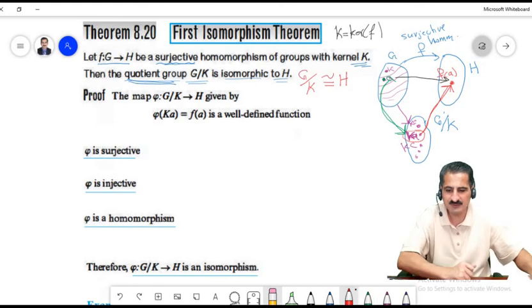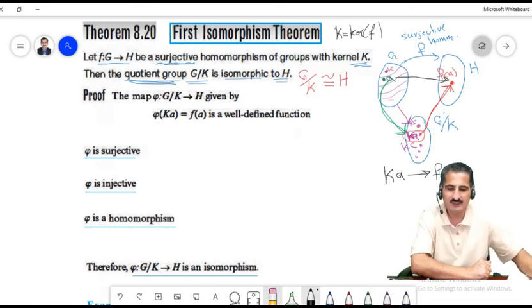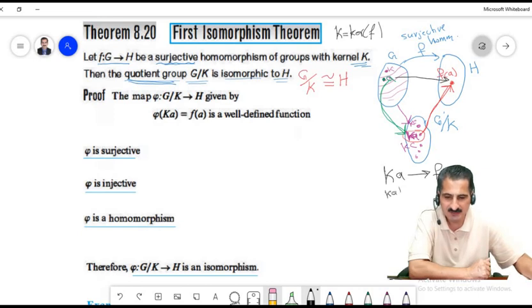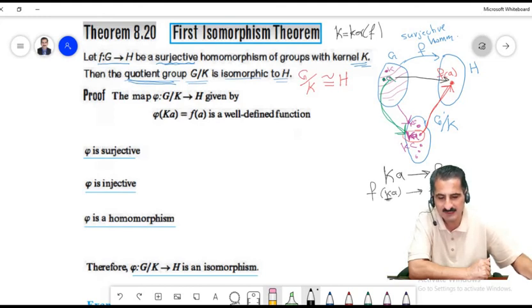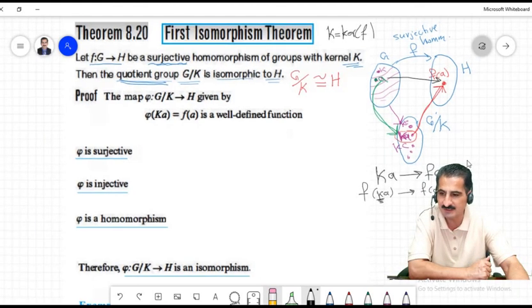So actually, what I am saying here is that we will move kA to F of A. Because I just said that if we have k, an element from the kernel, multiplied by another element, then this will go to the image of that element, and the part k in here will disappear because it goes to the identity.